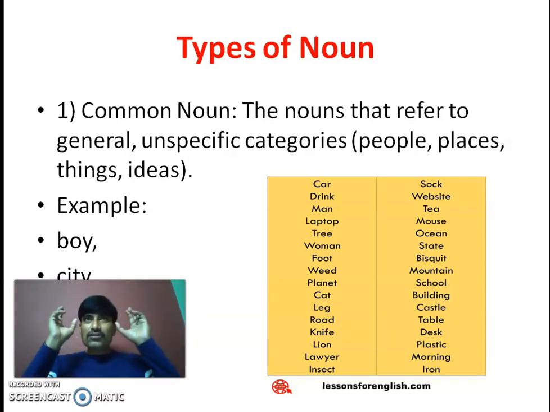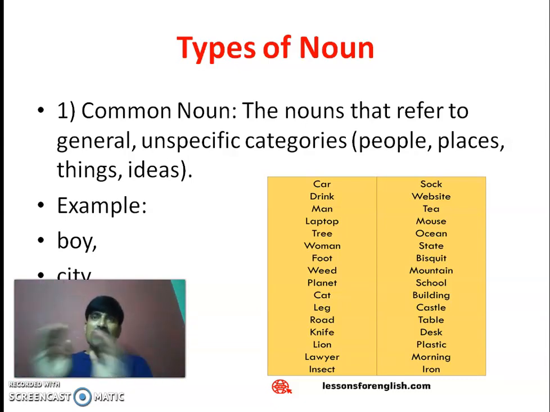Boy. At least your mind will tell you that there is a boy, so you will assume that there is a boy. So it's common for that particular breed, it is commonly referred to as boy, girl, city, book, caste, anything, but which is common, general. You cannot specifically tell that I am referring to this one particular person or place or maybe the idea. So it is general, and I have given you many common nouns over here in the slide also, you can see.